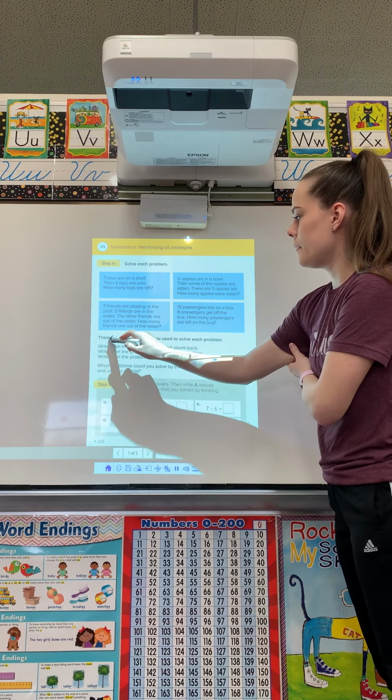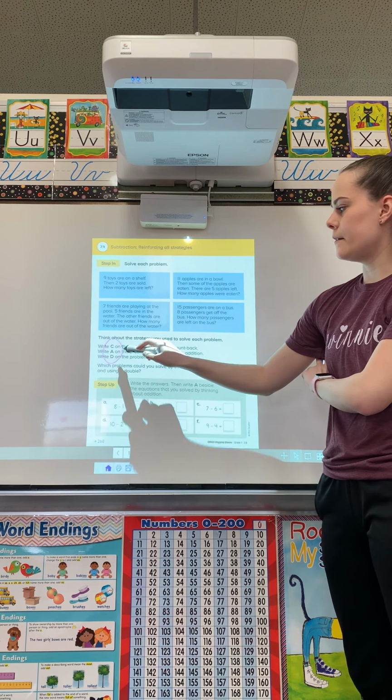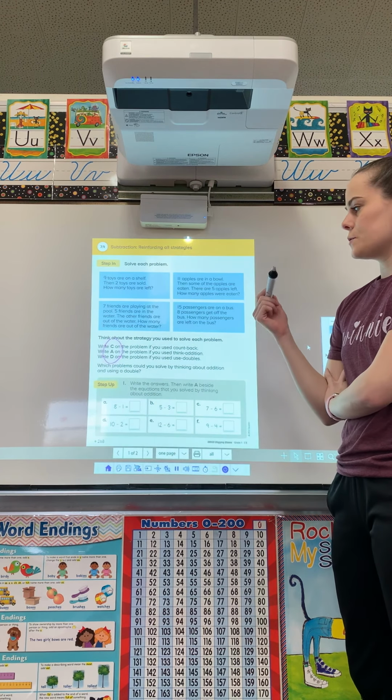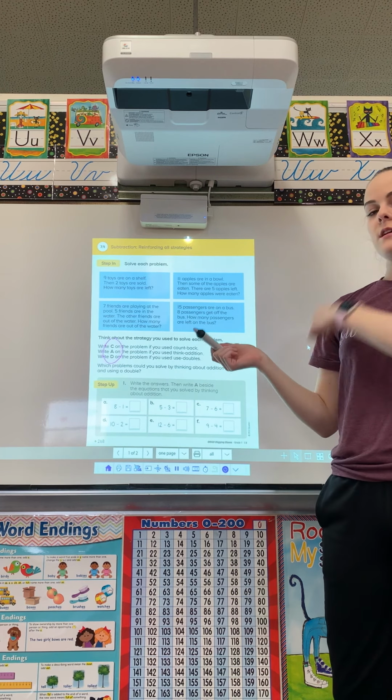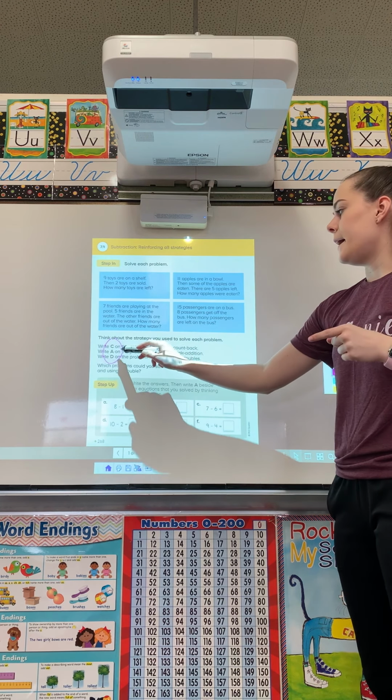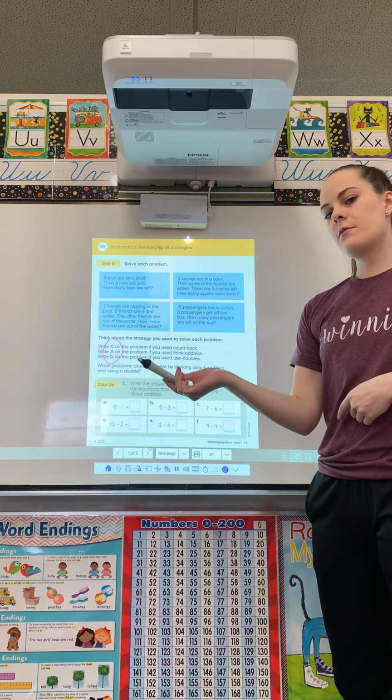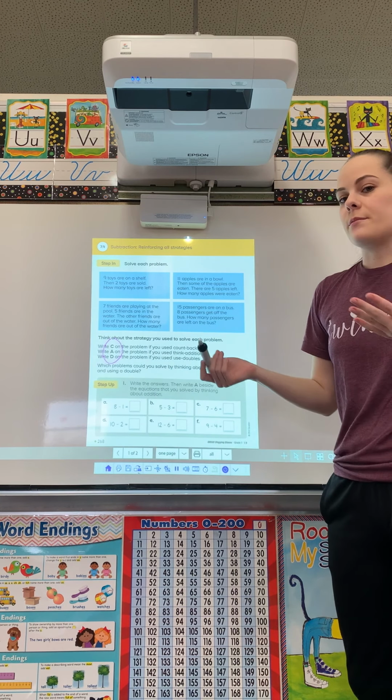they're asking us to write A, C, or D. If it's C, it means that we're counting backwards to solve the problem. A means that we're adding on to solve the problem, and D means it's a double.